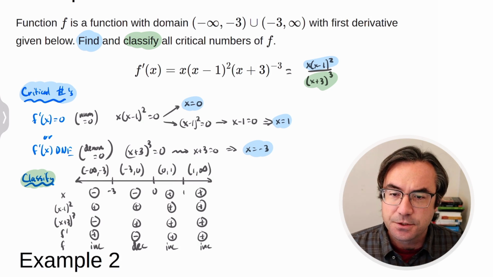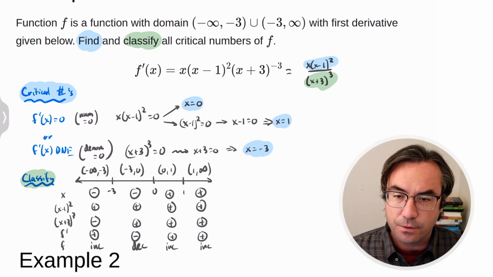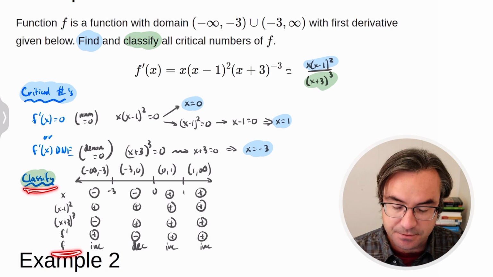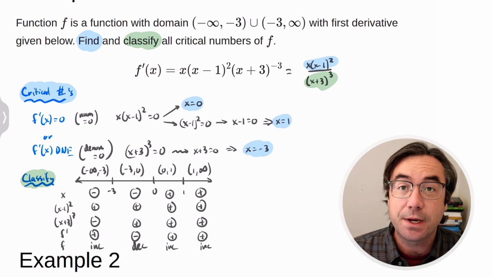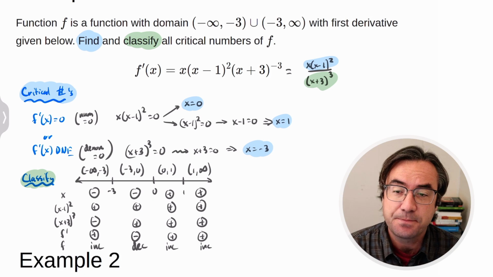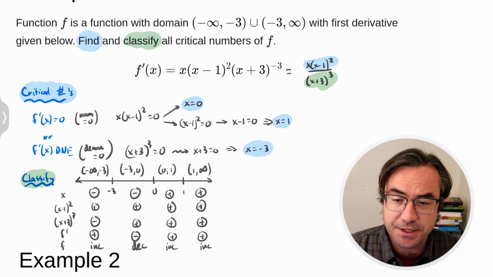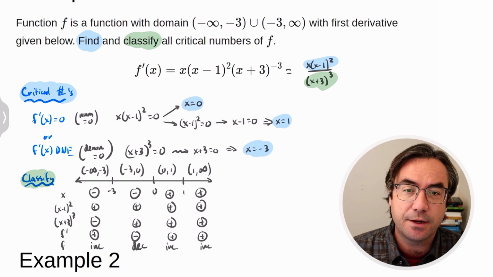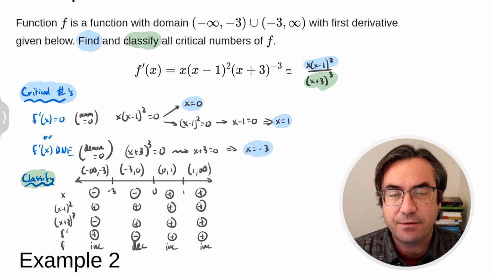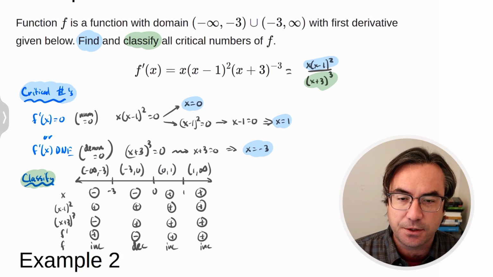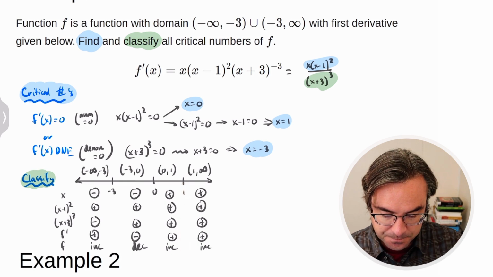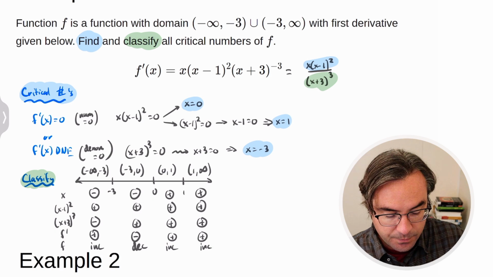All right, so now classifying is just doing our intervals of increase, decrease. So now what we want to do is just interpret this sign chart. And we want to figure out, well, do we have a max or a min at each of these critical numbers? So if we're looking at x equals 1, what do we see?